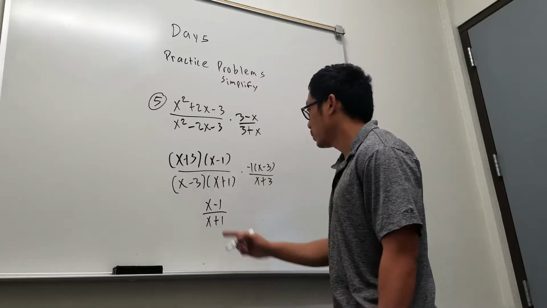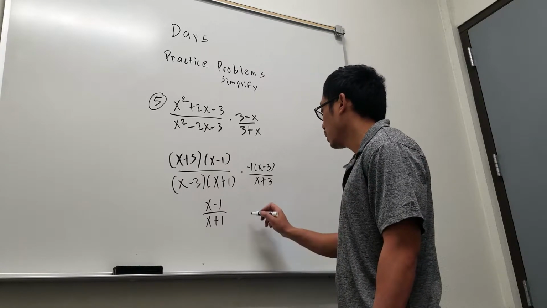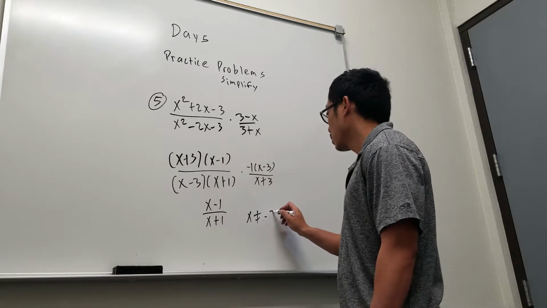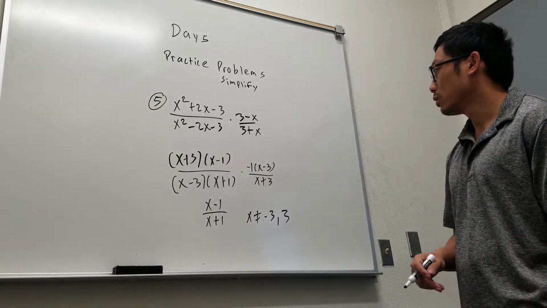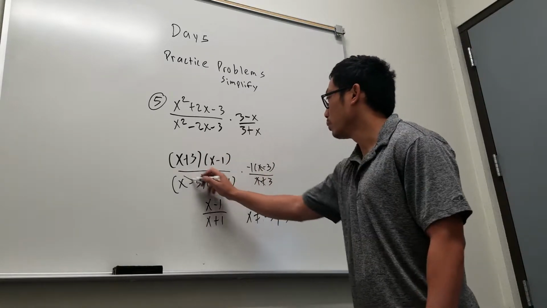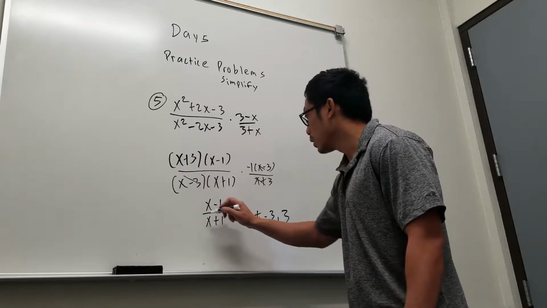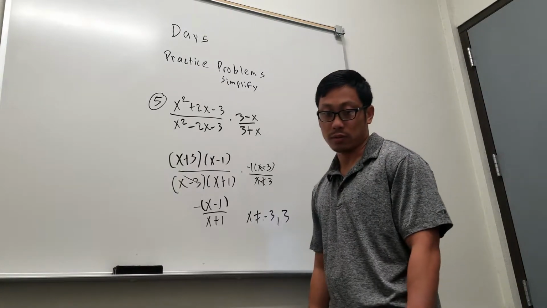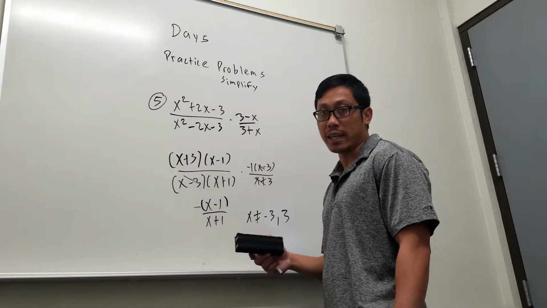But you have to be careful, it cannot be x minus 3, and x cannot equal 3. Okay, there we go. So this will cancel, right? You just have this. Oh yes, I forgot about the negative. There you go. That was close. Somebody in the comments would be like, you forgot to have a negative.